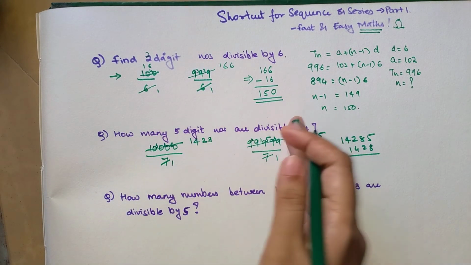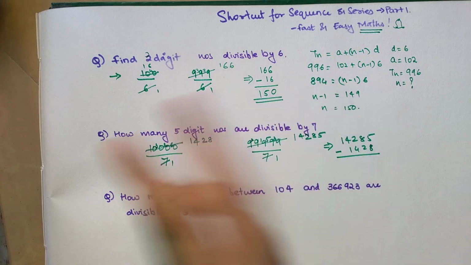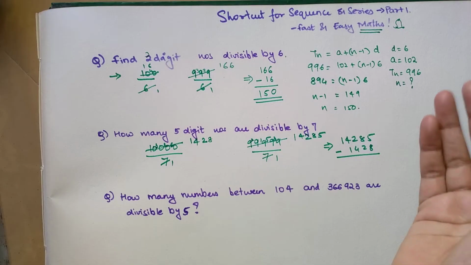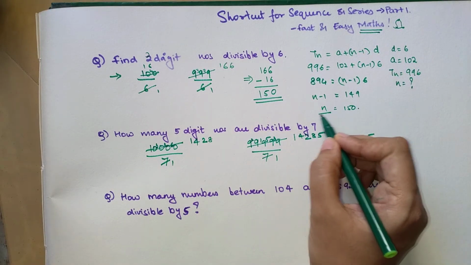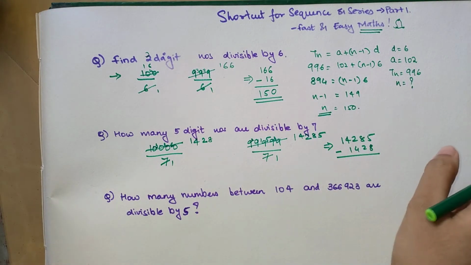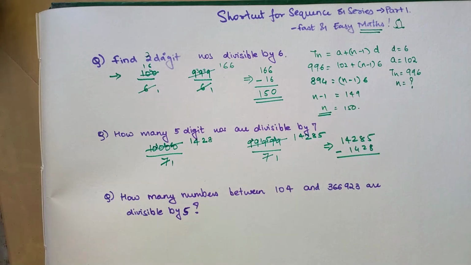the smaller number from the bigger number. Don't do it the other way around, then you will simply get your answer in negative. Or even if you do that, you just have to remember this is n, so the value will always be positive, because n represents the number of terms.